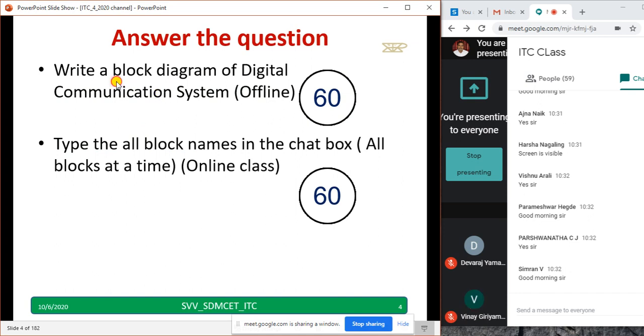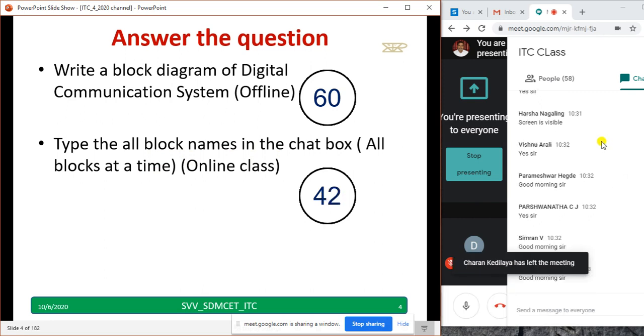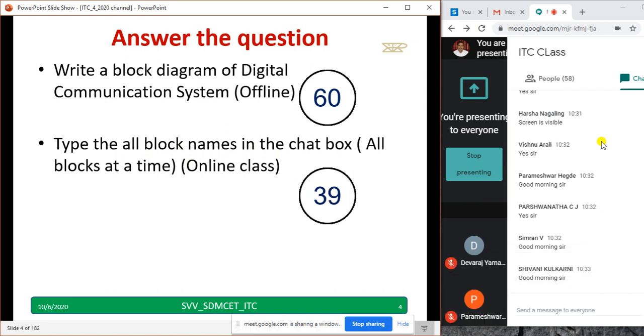If it's offline, we usually ask you to write a block diagram, but it's an online class. I want you people to type all the blocks at a time in the chat box. Take 1 minute, type all the blocks in the chat box. Hope all of you know the block diagram of a digital communication system. I think you have done it already once. The same thing you have to repeat now. In this chapter also, the same question I am asking. Type the block names fast. If somebody typed, others will start.